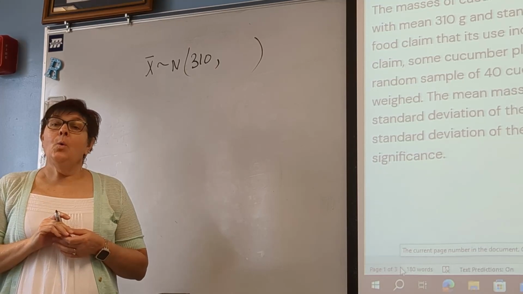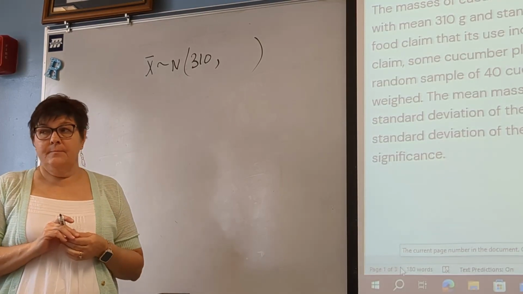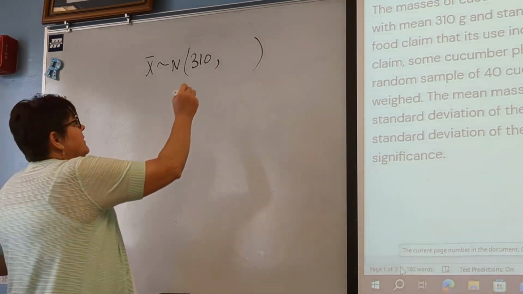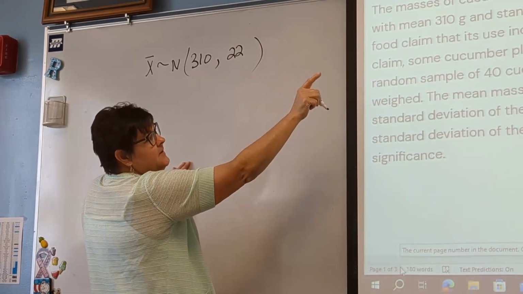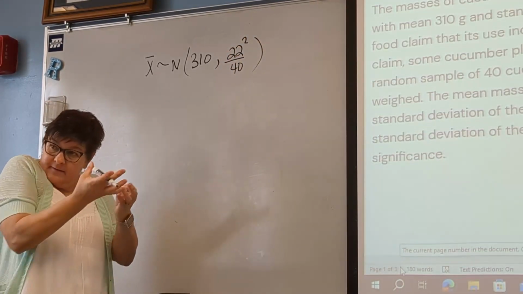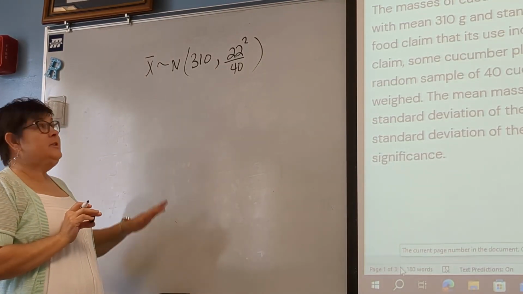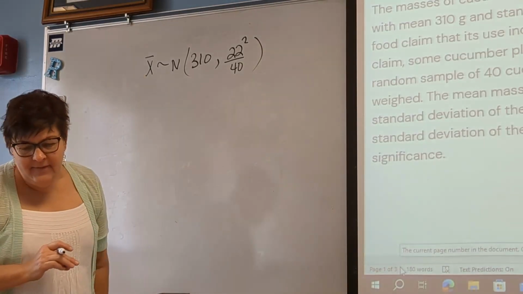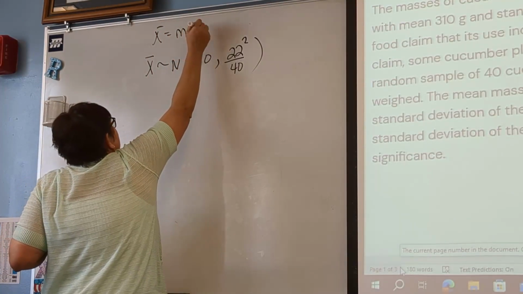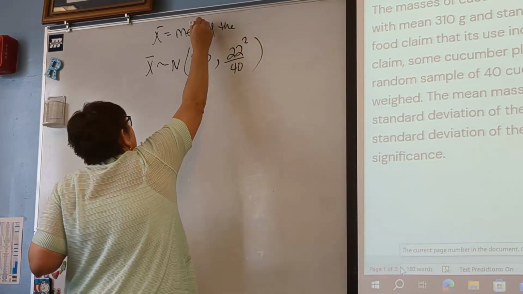Okay, now that we know that, what is the variance of the sample? This is a population sample that we're talking about. 22 squared divided by 40. So it's the same standard deviation we had, except because it's a grouping of that, we have to divide by how many total. So this is the first thing you're going to do, step one. They actually just declare that X bar is the mean mass of the cucumbers.